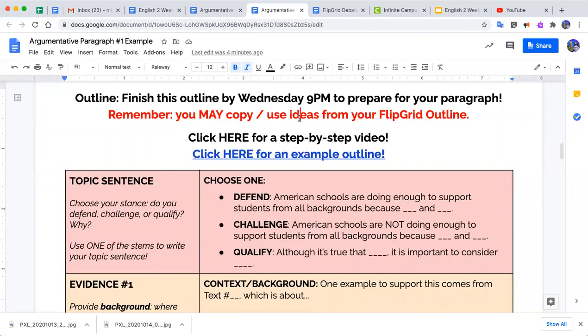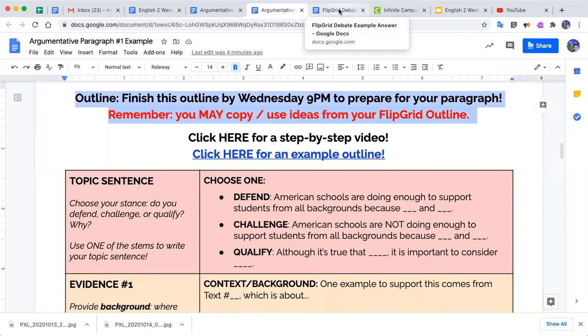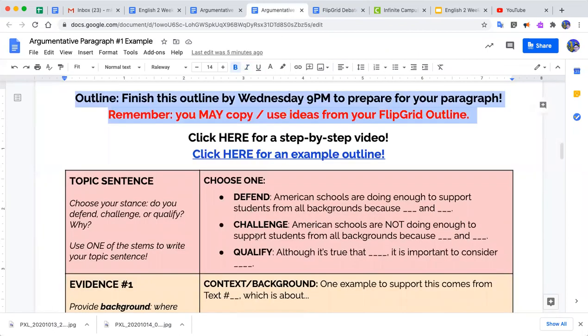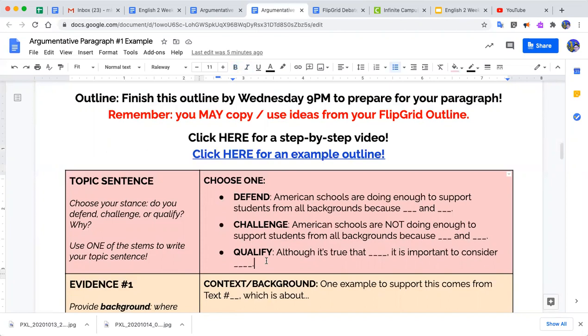Now, as a reminder, you may copy and use ideas from your Flipgrid video. So if you have your old outline from Friday when you had to record your video, you can totally copy parts of it into your new outline. But I'm going to pretend that I didn't do it so I can show you step by step.